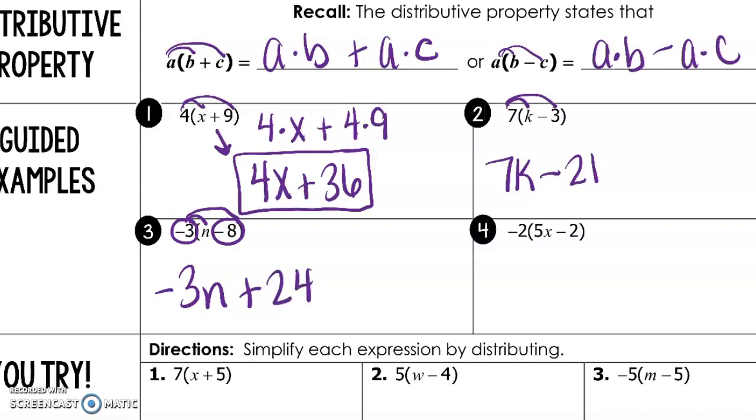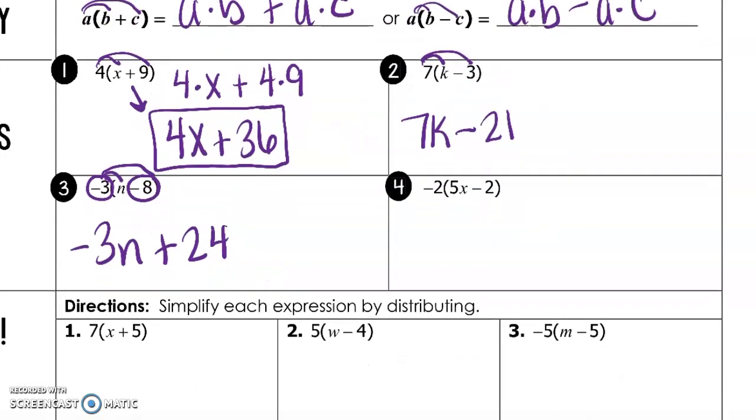You don't automatically bring the subtraction sign down. So multiply first. If it's a positive, put a plus sign. If it's negative, put a minus sign. For number 4, negative 2 times 5x. Negative 2 times 5 is negative 10, and then the x just comes along. Here again, this is negative 2 and negative 2, which is positive 4. So I need to put plus 4.